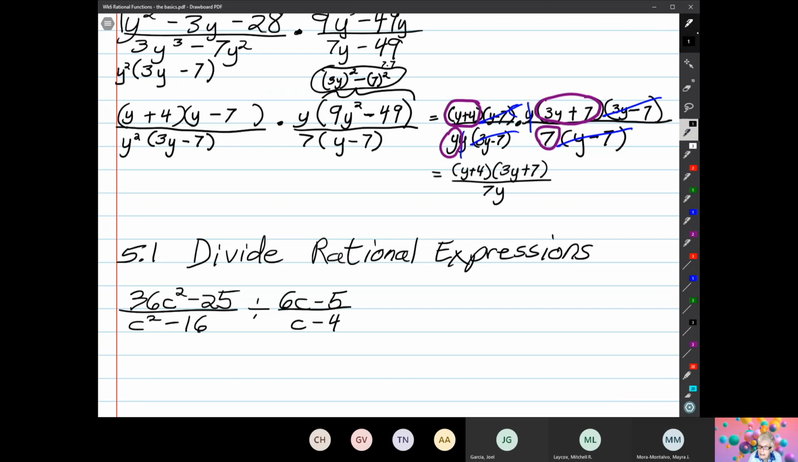And if you're wondering why I didn't cancel that 7 with that 7, 3y and 7 are combined. They're grouped into being one thing. You can't take them apart to cancel just a 7.